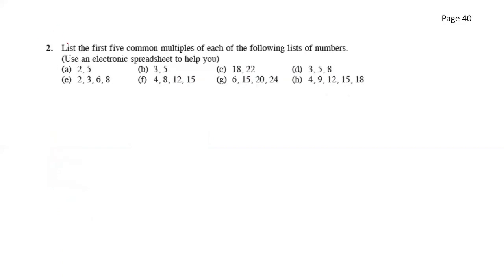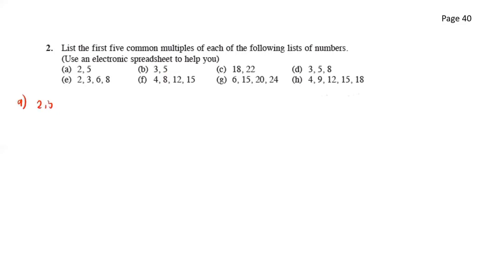Next, for number 2, list the first 5 common multiples of each of the following lists of numbers. Use an electronic spreadsheet to help you. Okay, so we will not be using an electronic spreadsheet. However, I will explain how to do this. If the numbers get too long, then I recommend you use an electronic spreadsheet. So let's try A first.